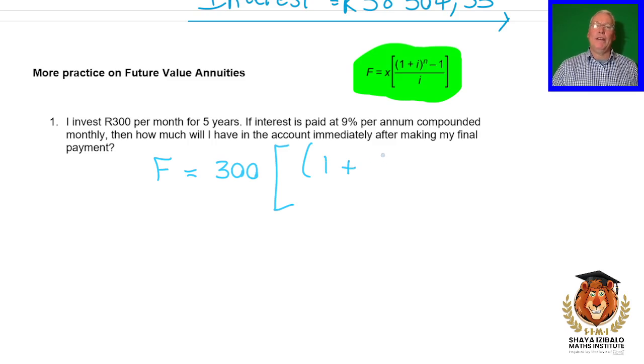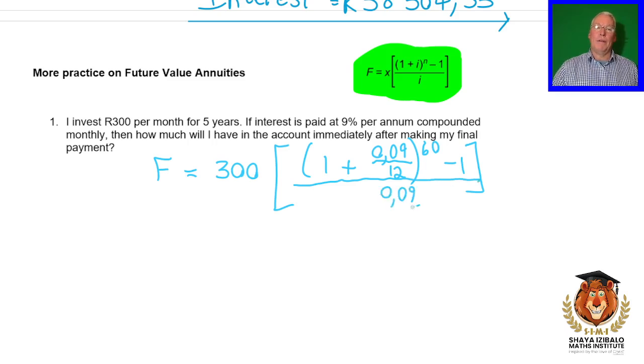Now my interest rate, remember, is the interest rate per month. So I need to take my 9%, that's 0.09, and divide it by 12. And remember, it's 5 years. So N is not the number of years, N is the number of payments I'm going to make. So 5 years monthly, 5 times 12, 60, minus 1. And on the denominator, I just have my same interest rate of 0.09 over 12.